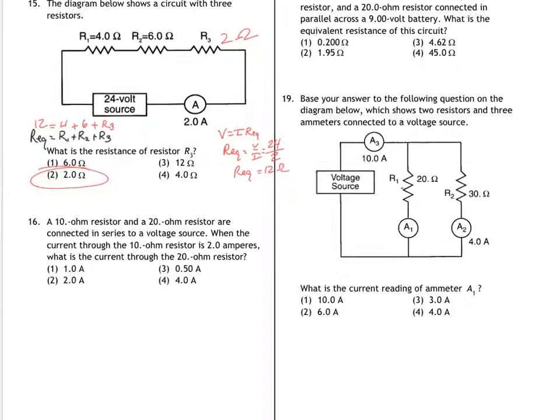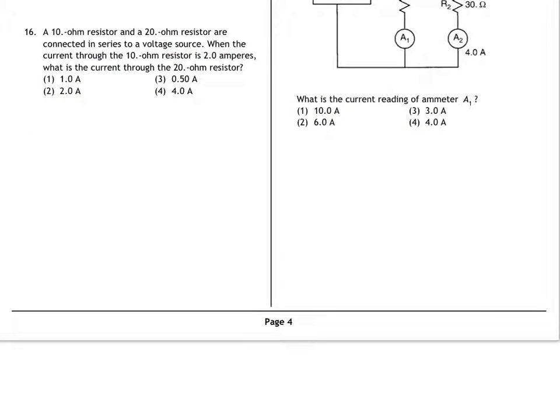In number 16, a 10 ohm resistor and a 20 ohm resistor are connected in series to a voltage source. When the current through the 10 ohm resistor is 2 amps, what is the current through the 20 ohm resistor? All right, so I just included a diagram because that really helps me understand questions like this. It did say there was a 10 ohm and a 20 ohm resistor in series with the voltage source, and that the current through the 10 ohm resistor was 2 amps.